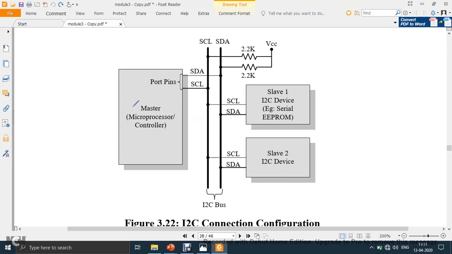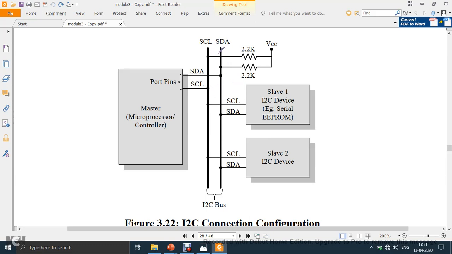This is the arrangement of the I2C bus. You can see there are two lines, SCL and SDA, and both are connected to VCC through a current limiting resistor. What is the meaning of this? The lines SCL and SDA are normally giving a logic 1 voltage.